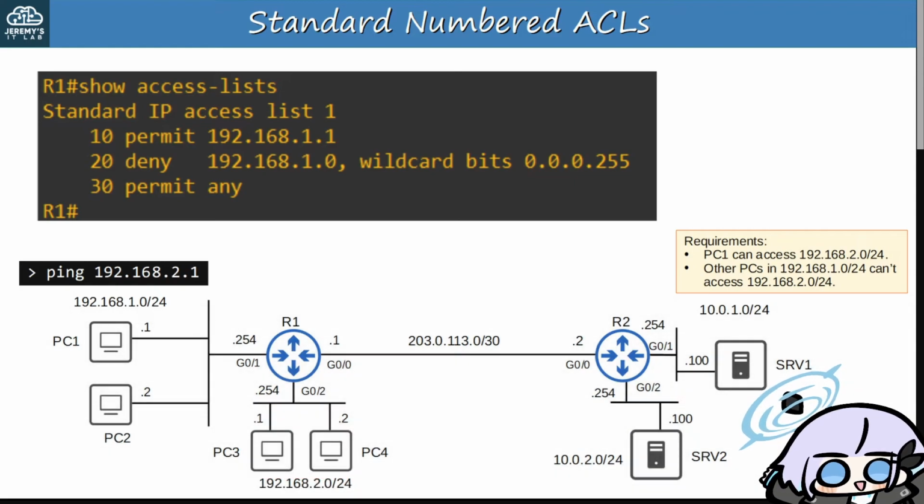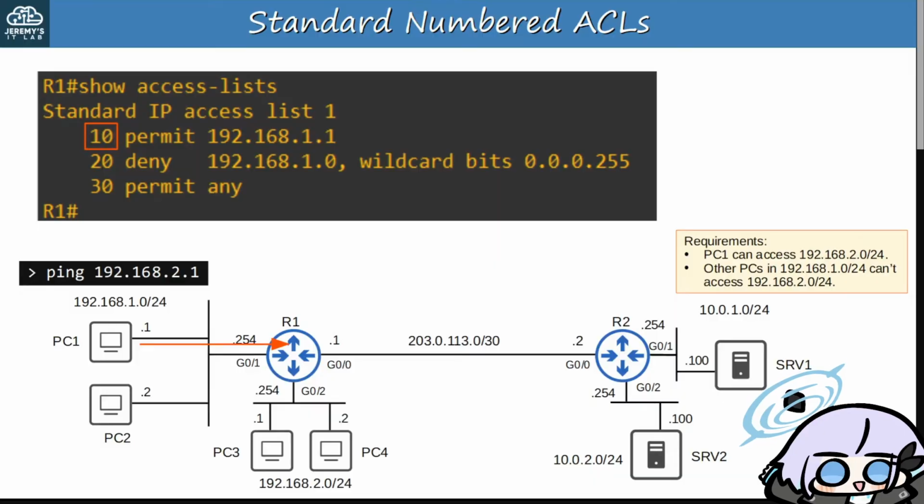PC1 tries to ping PC3. The ping is received by R1. It doesn't check the ACL yet, because we didn't apply it to the G01 interface. R1 looks up the destination in its routing table and sees it's connected to the G02 interface. However, ACL1 is applied outbound on G02, so before forwarding the ping, it checks ACL1.